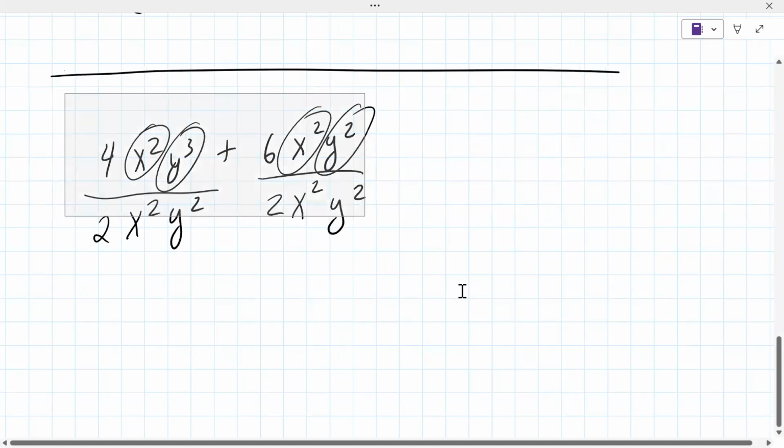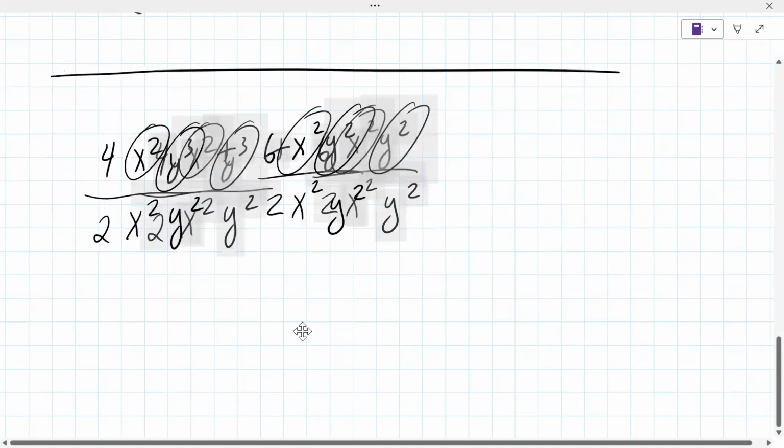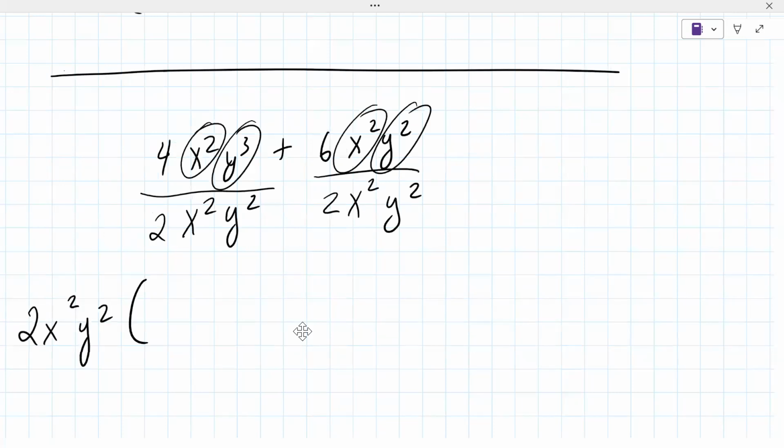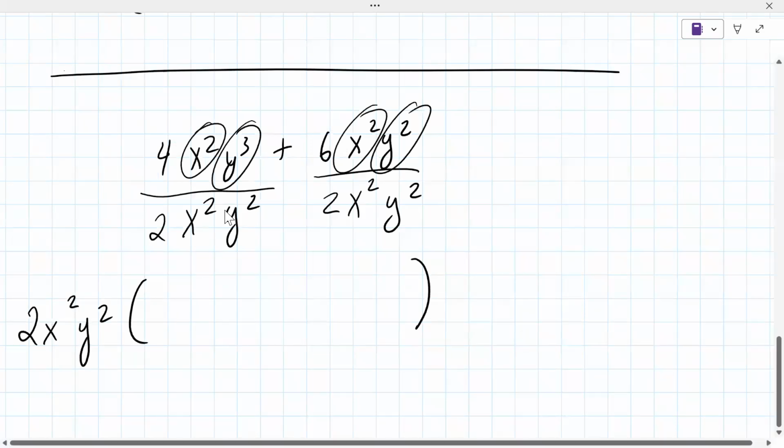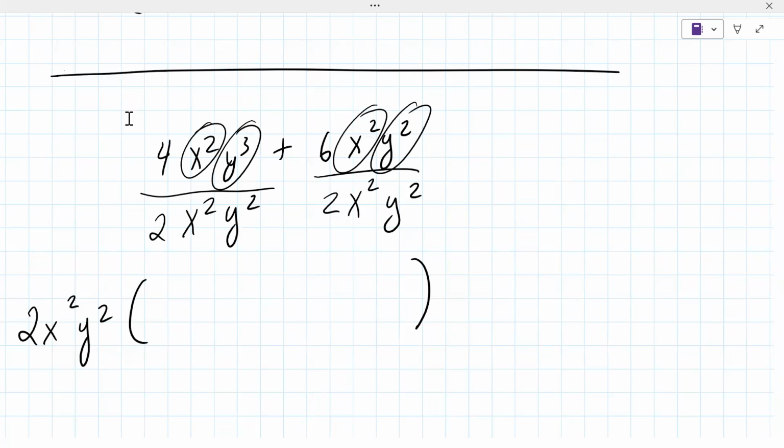So you're going to factor out a 2x squared y squared. Tell me what goes in parentheses now. Look at each of them and decide what cancels and what doesn't cancel.